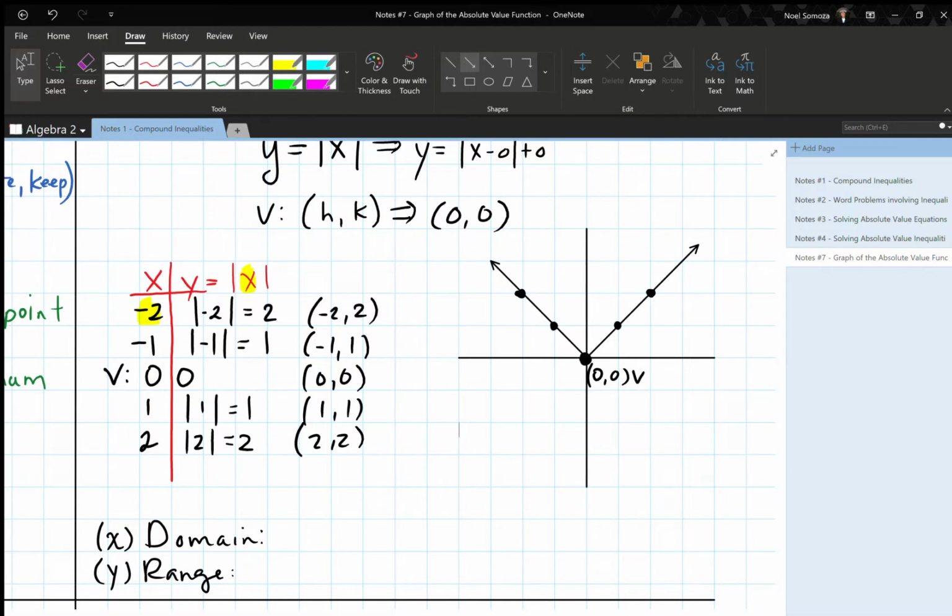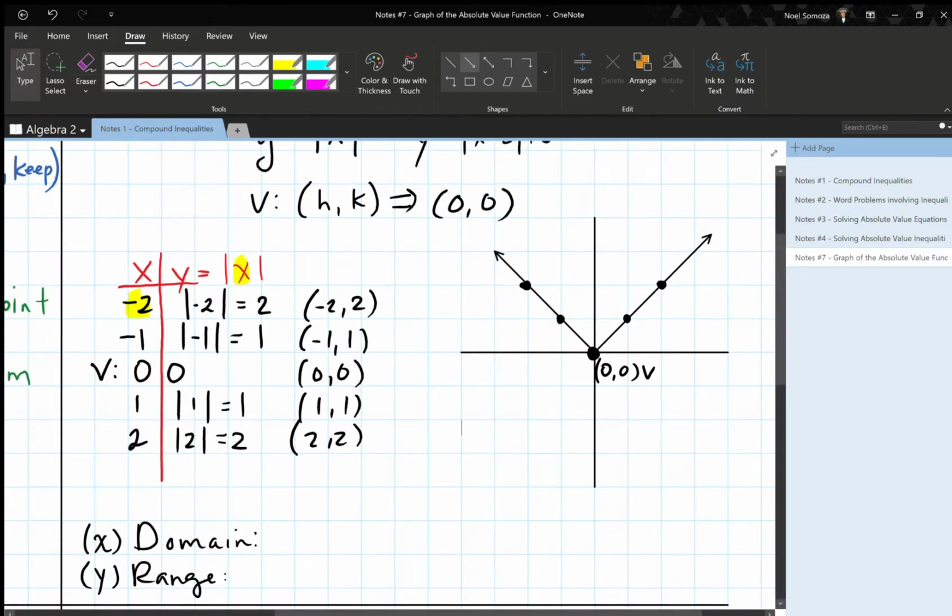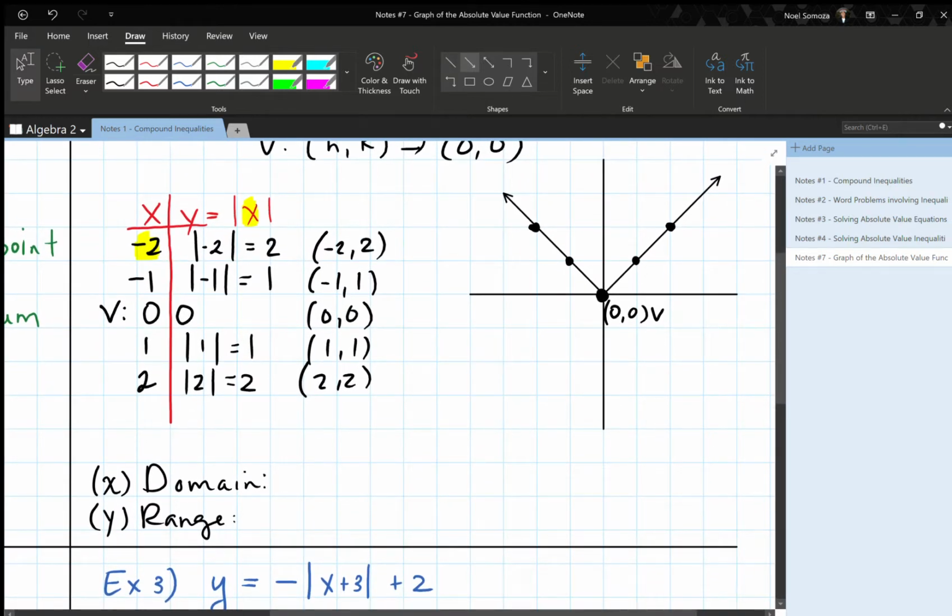I'm not vertex. Absolute value function. Absolute value function. Okay? So pretty straightforward. Okay, pretty simple. Alright. Questions? We're okay so far? Alright.